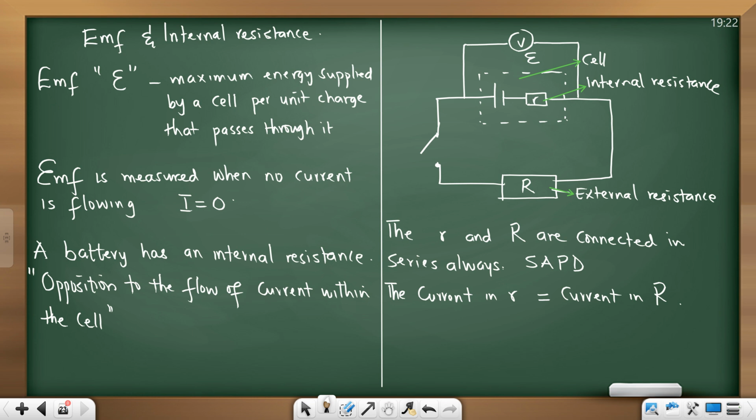If they are connected in series, let's go back to current. Current is what? The rate of flow. So they are flowing at the same rate. That's what we're saying. But the potential difference is different. Why? I explained that last week. Potential difference is the amount of work that is done. Because my external is higher than my internal, which is always small, it means more work is done outside than inside.